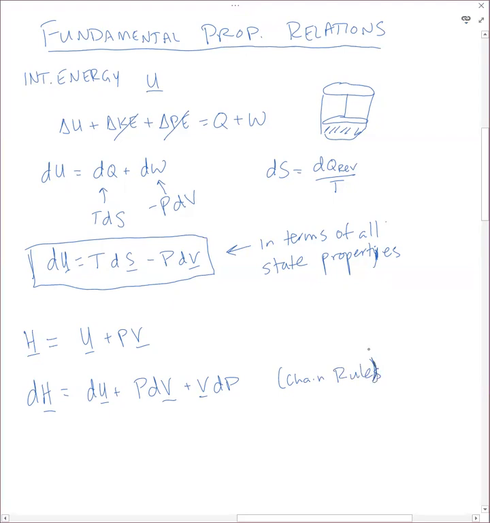And now I'm going to insert the expression for dU. Remember that dU was TdS minus PdV. I've got a minus PdV plus a PdV, so the PdVs cancel, and I'm left with dH is equal to TdS plus V dP. This is our second fundamental property relationship that'll become important.